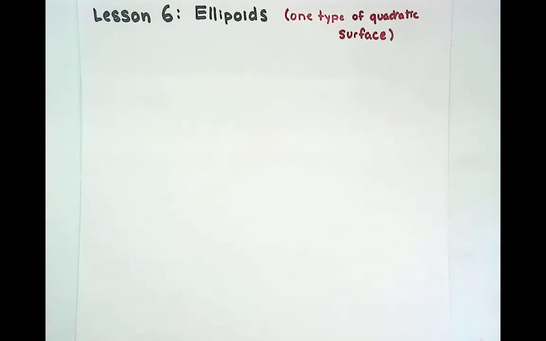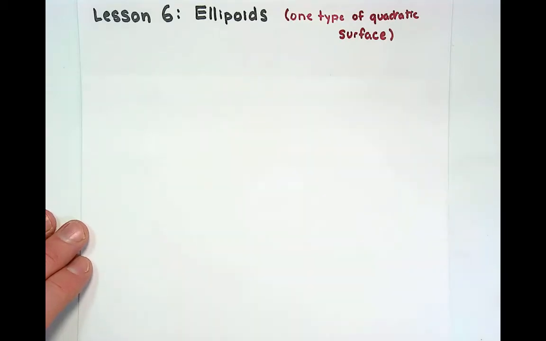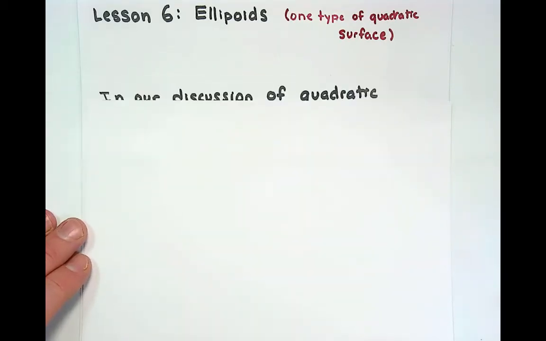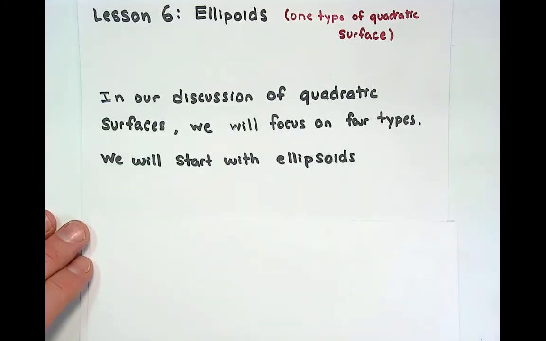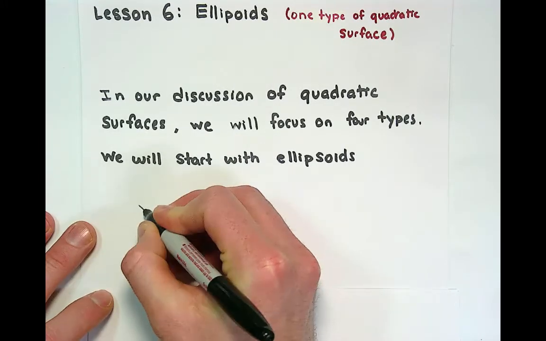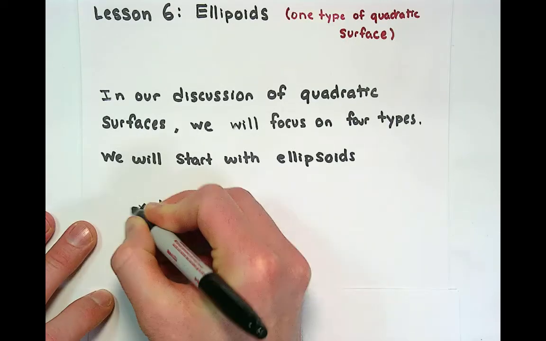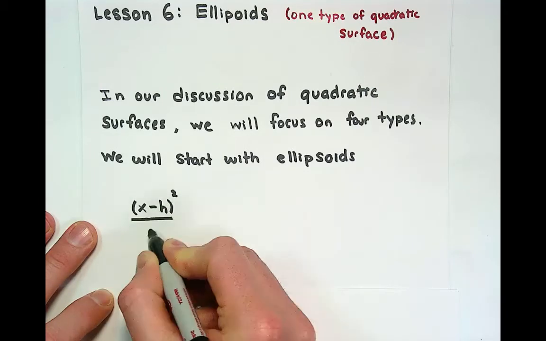Welcome back. In this video, we discuss an example of a quadratic surface, and the first example in lesson 6 of a concrete surface that we can graph. In this case, we're going to look at a class of surfaces known as ellipsoids. This is one type of a quadratic surface, and it comes from generalizations of ellipses in R3. When we look at ellipsoids, the general equation for an ellipsoid is very similar to the general equation for an ellipse in R2, except that we add a third dimension.